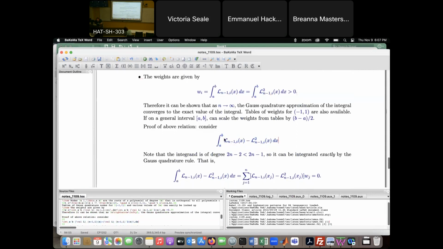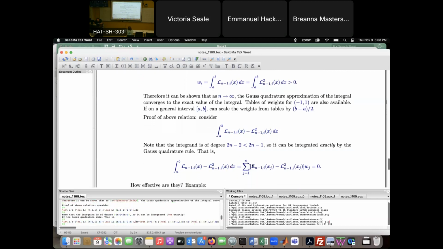Now, a Lagrange polynomial is degree n minus 1, so its square would be degree 2n minus 2. Because this whole thing is degree 2n minus 2, the Gauss quadrature rule can integrate it exactly. So I can say that the integral of this difference is equal to the quadrature rule applied to this integrand, which would be evaluating these Lagrange polynomials and their squares.